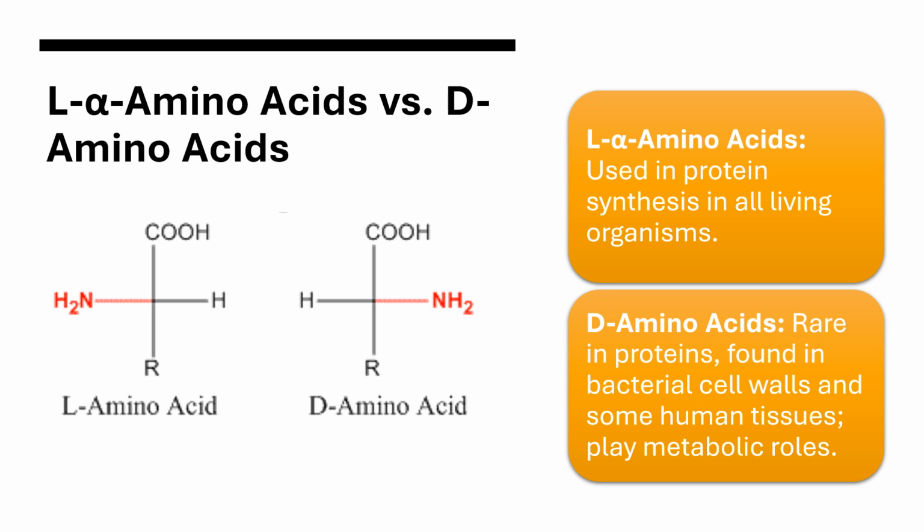They're not used in making proteins in most organisms, but they do exist, especially in bacteria. For example, some bacterial cell walls include D amino acids, and interestingly enough, small amounts also appear in our nervous system and hormones. So while they're rare in proteins, D amino acids still have some important roles. Here in the photo, you can see how the ammonia is pretty much just flipped as if it was being seen through a mirror.